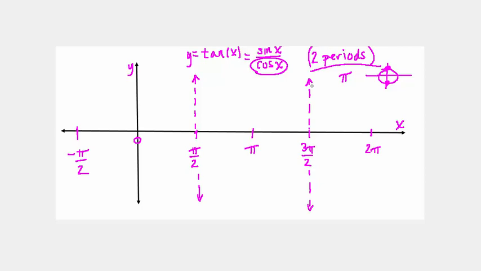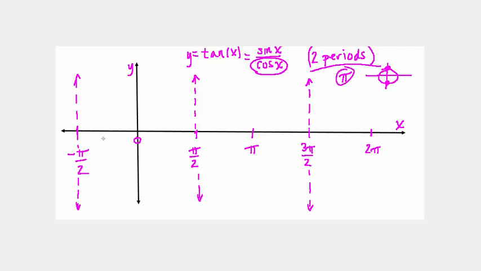All right, now you can start to see some pattern. For instance, the distance between these vertical asymptotes is 1 pi. From pi over 2 to 3 pi over 2 is a distance of 1 pi. So if I continue that same distance going to the left of pi over 2, that means I would have another vertical asymptote here at negative pi over 2. So I'm going to put that one in.